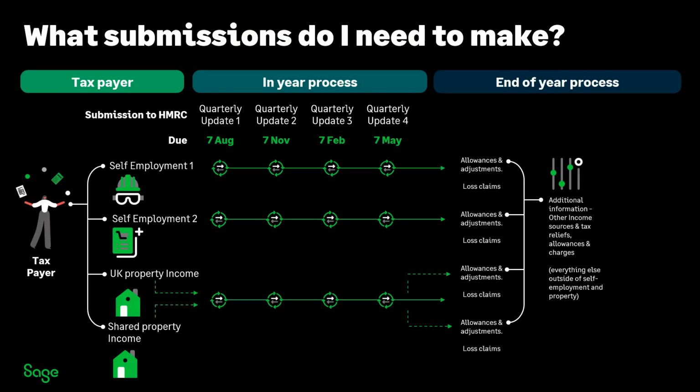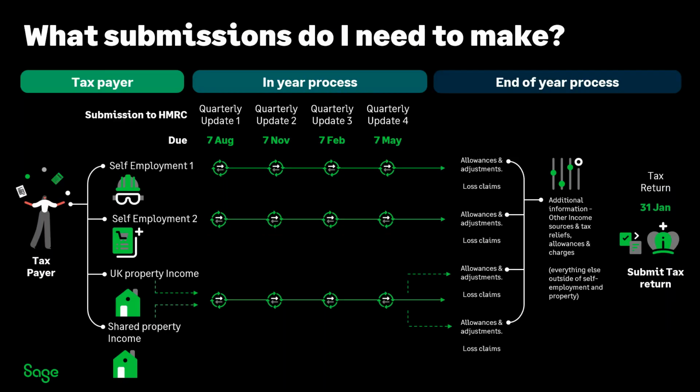So all you're doing at this end of year process, you've done all your claims, your reliefs, you've then got your final tax return. So all that you're doing at that point is just making sure that all the information that's already been sent over is accurate to the best of your knowledge. And that means that HMRC can give you a more accurate estimation of your tax liability.